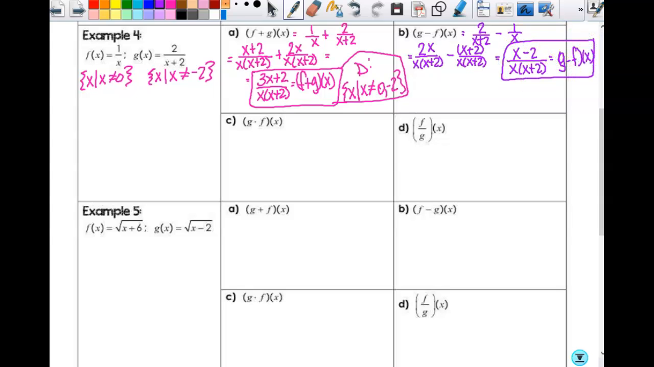So then, this is the quotient. Oh, no, that is not the quotient. That is subtraction. We'll get to the quotient. That is the difference. So now I'm going to multiply.